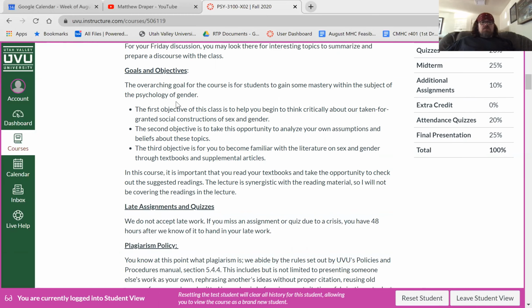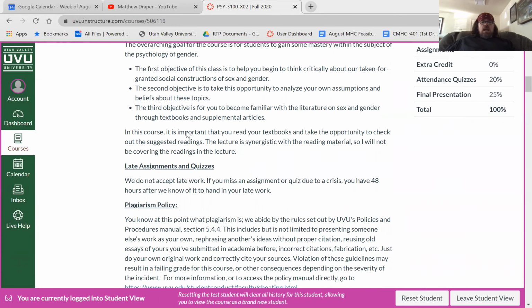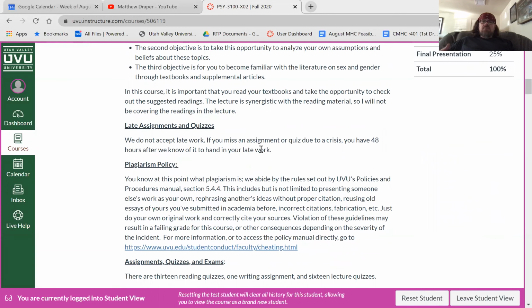So the goals and objectives of the course are here. And notice our late work policy. We don't accept late work. If there's an emergent issue, then you need to get with us sooner than later and tell us what the emergent issue is, and then we'll do what we can to accommodate you.